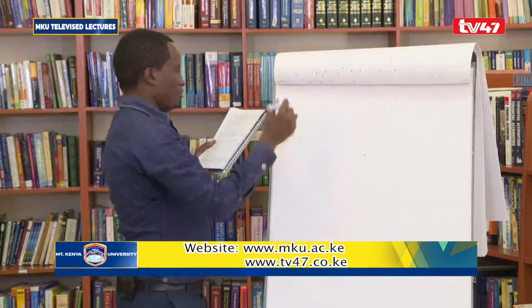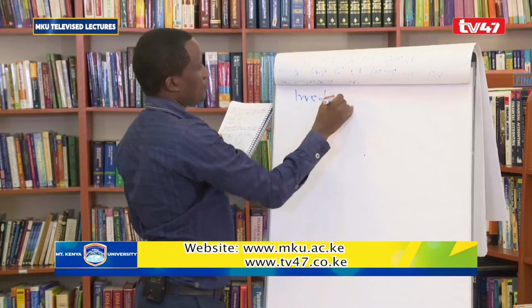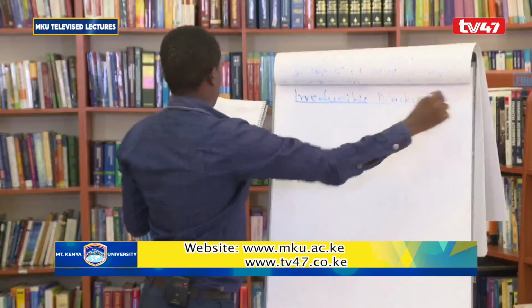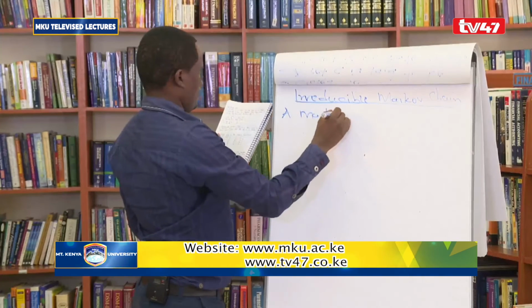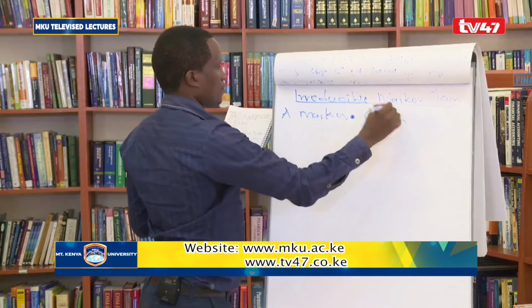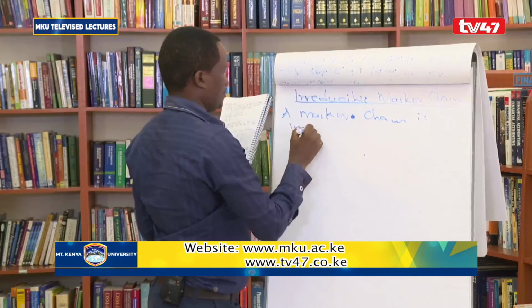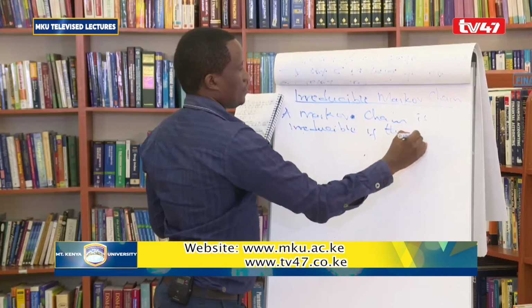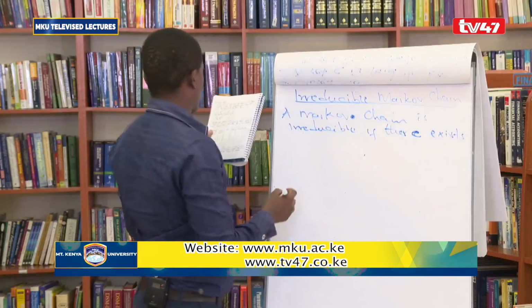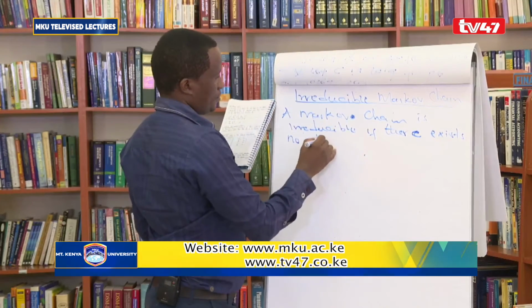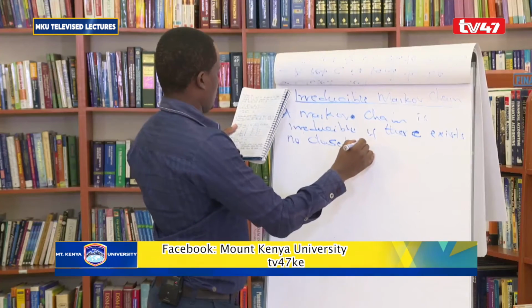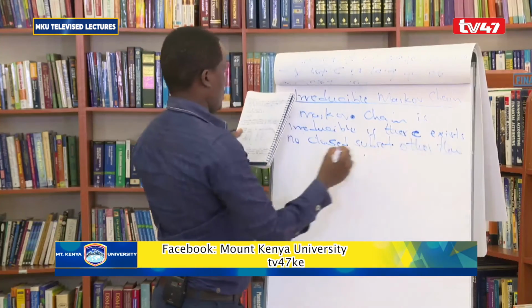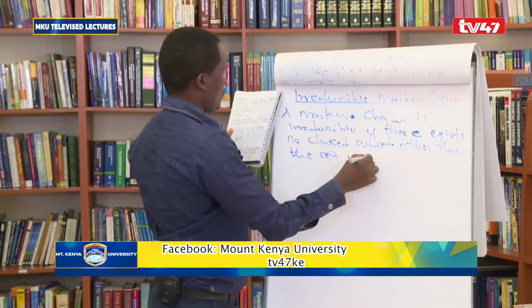We have an irreducible Markov chain. A Markov chain is irreducible if there exist no closed subsets other than the set of all states.